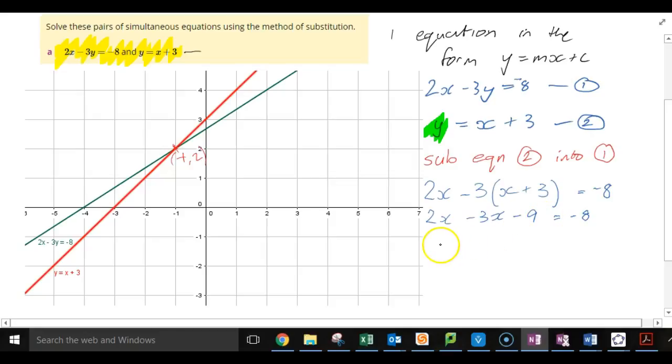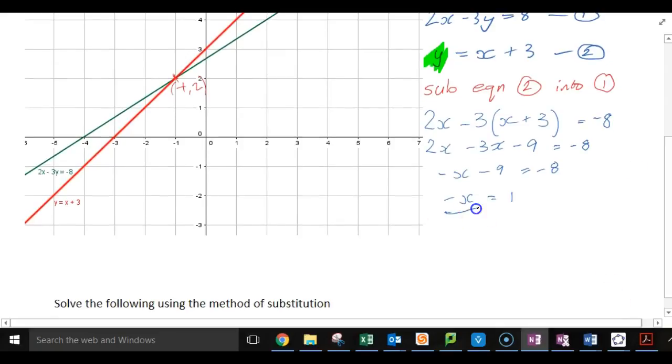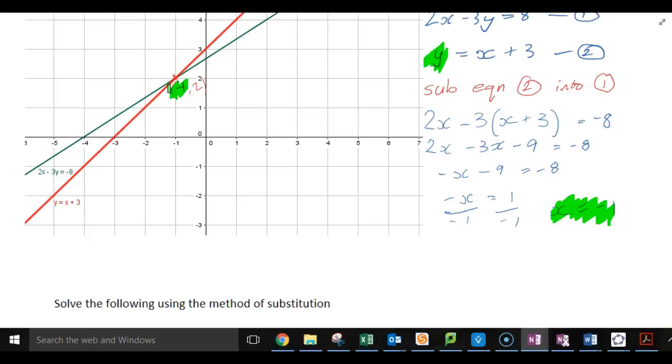Working this through, we're going to get negative x minus 9 equals negative 8. Solving it, moving it across, we get negative x equals 1. To get x positive, let's divide by negative 1, and we get x equals negative 1. You should see that this negative 1 for x is actually the x coordinate of that intersection point there.